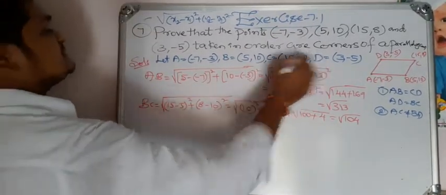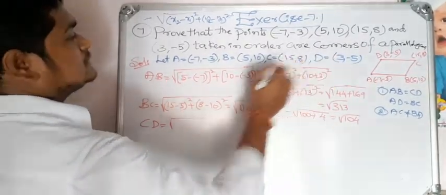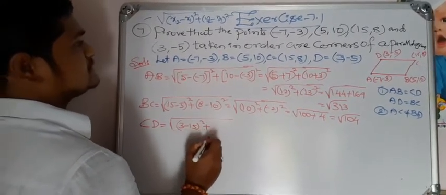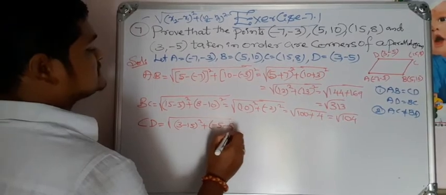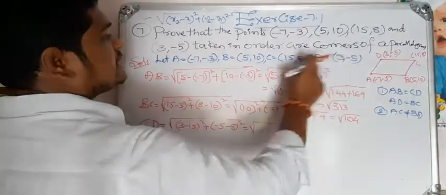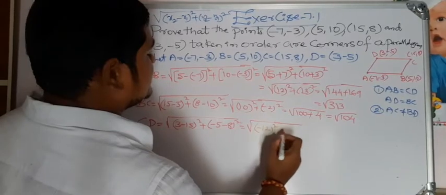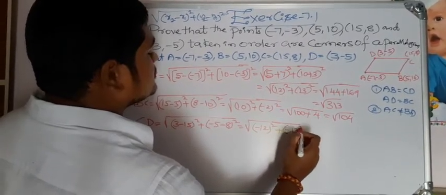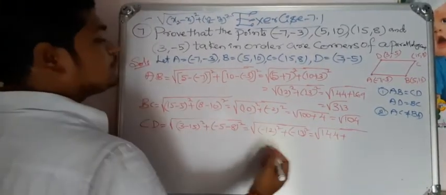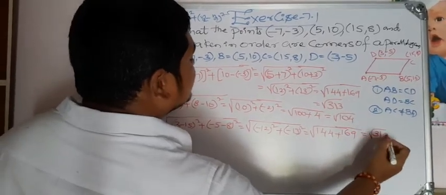Next, find the distance between C and D. CD is equal to root over (3 minus 15) whole square plus (minus 5 minus 8) whole square. Just subtract x coordinate with x coordinate. Don't confuse here. 3 minus 15 is equal to minus 12 whole square plus minus 13 whole square. The square of a negative value is positive. So it is equal to root of 144 plus 169, which is root 313.